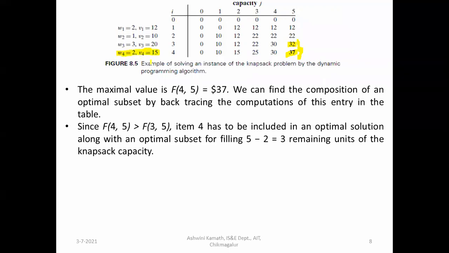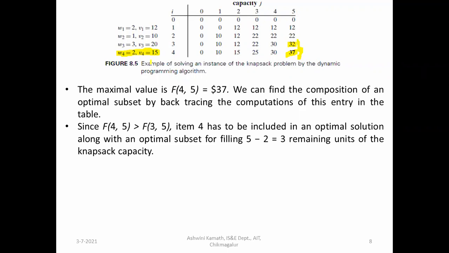I'll just mark it. Item 4 is included. Then what is the remaining capacity of the knapsack? The capacity of the knapsack is 5, so 5 minus 2, the weight of the 4th item, is equal to 3. Remaining capacity is equal to 3. 3 units of the knapsack are remaining.